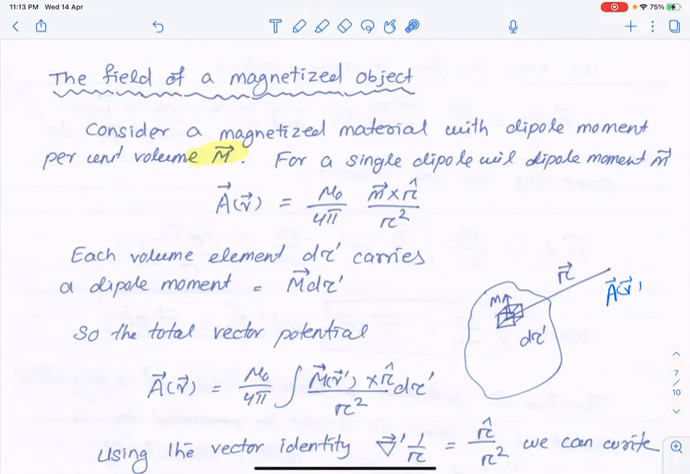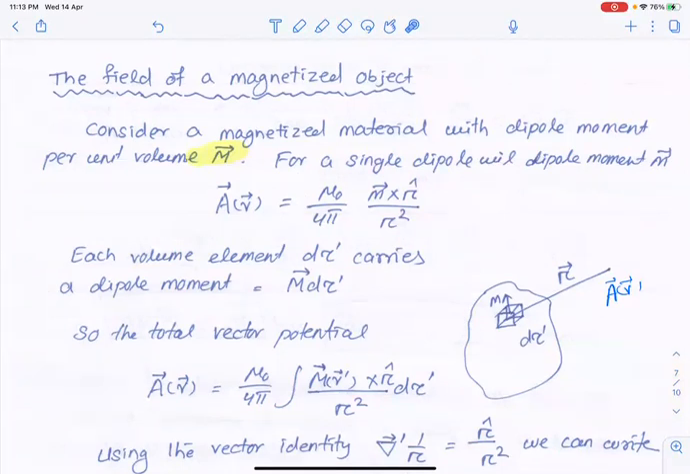I mean, you imagine a magnetized material with some dipole moment per unit volume M, which I have already defined. Given that you already have a magnetized material, the question is, what kind of field does it produce? To know that, we should first recognize that the vector potential of a magnetic dipole is given by this expression: mu 0 by 4 pi, m cross r cap by r square.